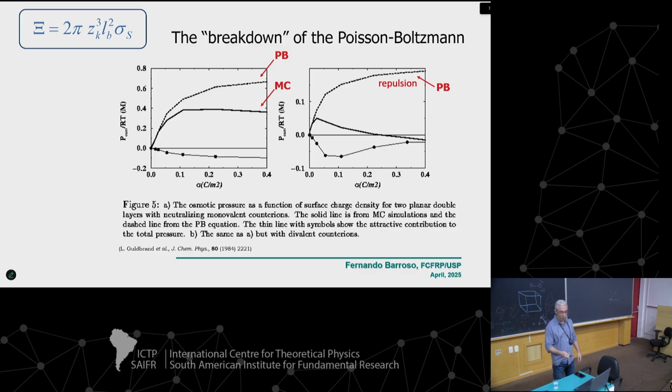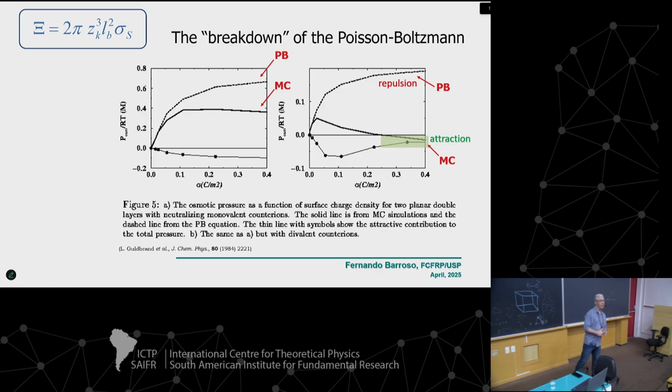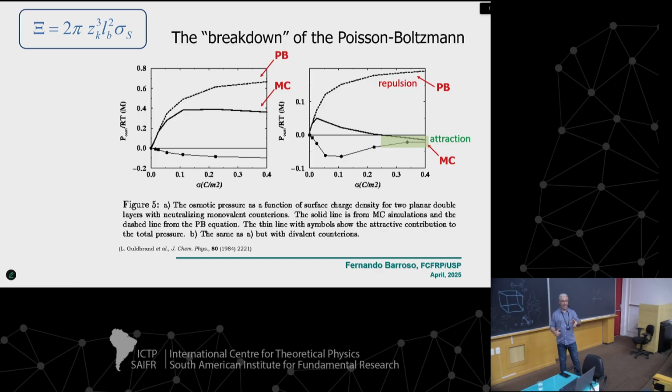But if you go for divalent ions, not just do the numbers change, but you can also get qualitatively different predictions. The Poisson-Boltzmann is going to predict a repulsion, and using Monte Carlo simulation and also experimental data, you can see that it should be attraction. So depending on what regime you are in, the Poisson-Boltzmann approximation is going to break down. One way to look for it is this parameter here. This was proposed by Roland Netz some years ago, more or less 20 years ago, by the way, and it's the so-called electrostatic coupling parameter.